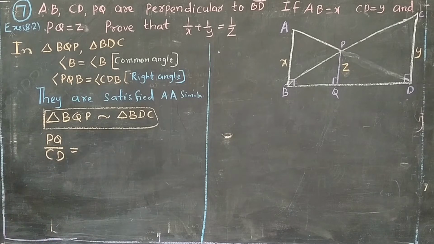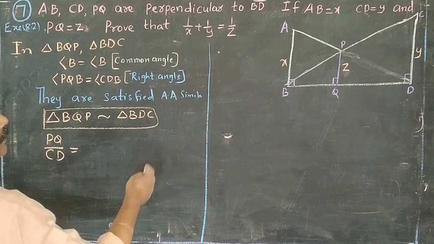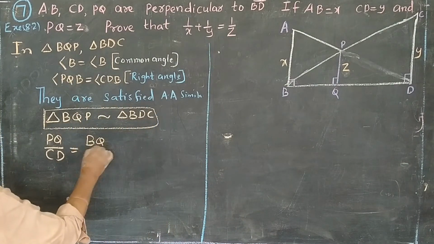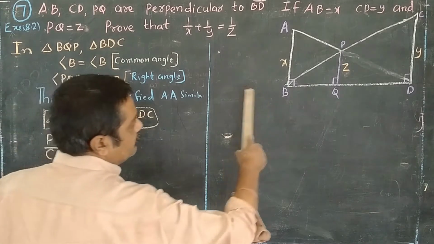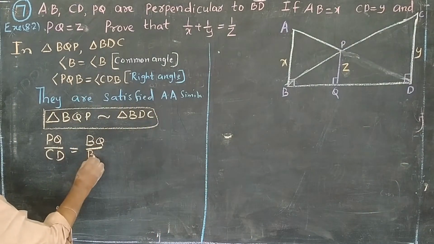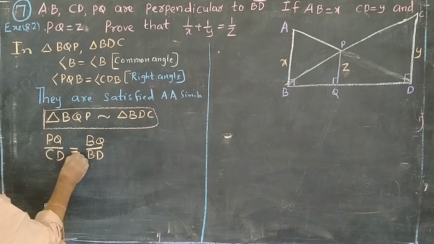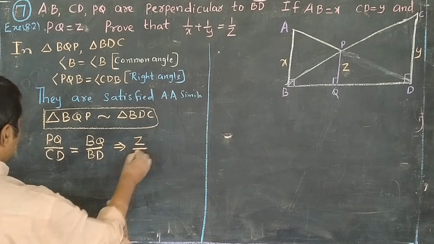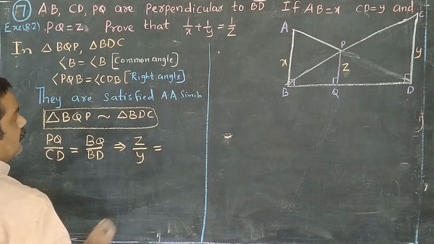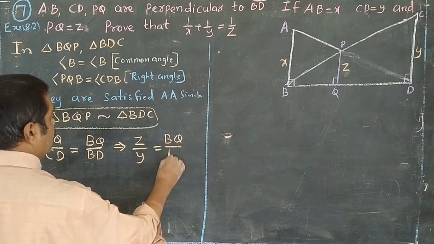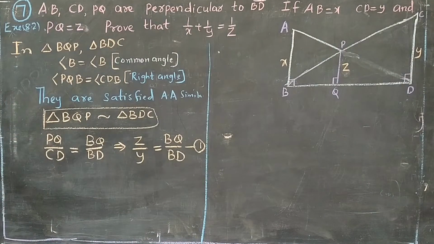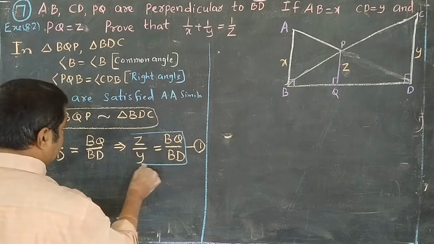PQ by CD is equal to, in this triangle, BQ by the total length, the biggest triangle length BD. Now substitute the values here. PQ is Z, CD is Y, equal to BQ by BD. Treat this as the first equation. Clear? This is the first equation.